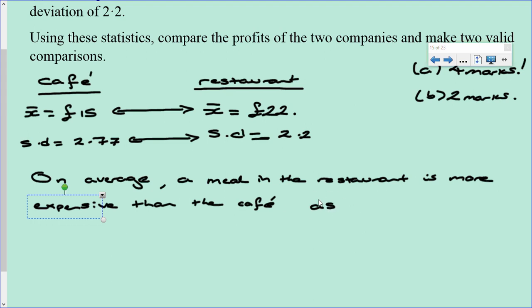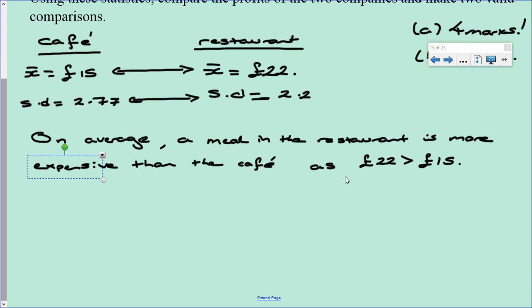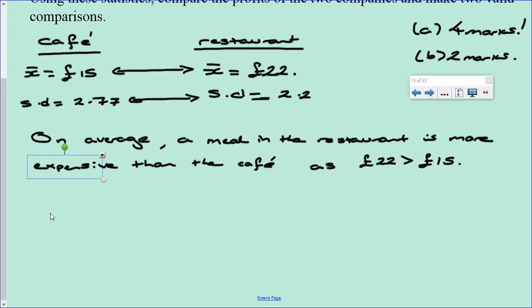And then this part here, "as". Why do we know that? We know that because 22 is bigger than 15, the price of a meal in the cafe. That is an absolutely perfect first sentence. You could have done it the other way around. You could have said a meal in the cafe is cheaper than the restaurant because 15 is less than 22. It doesn't matter which way around they are, as long as there's context and as long as there's a comparison. Then we're going to put in the context, so the cost of a meal, and that's what we're speaking about.